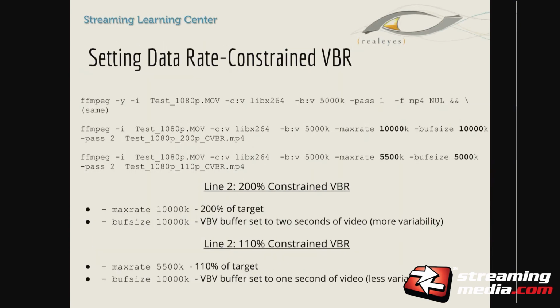What I recommend is 110% constrained VBR. And when you use 110% constrained, you're basically saying, and it's the third line down, the maximum rate is 5.5 megabits per second rather than the 5 we had for CBR, or the 10 we have for 200% constrained VBR. So when you apply a constraint, you're basically telling the encoder, don't go higher than this bit rate.